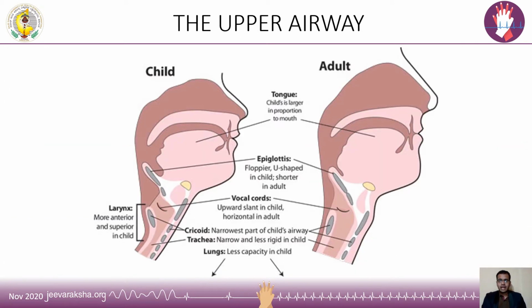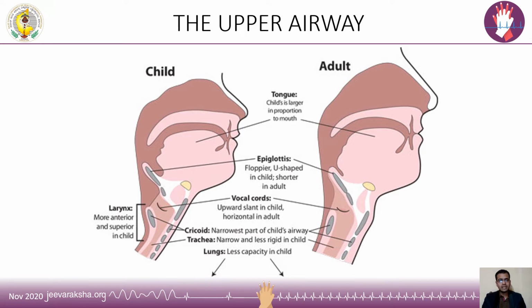Coming to the anatomical aspects with respect to the pediatric airway and the adult airway. In the pediatric airway, the thing you will have to know is the tongue is larger compared to the adult airway. So it occupies a majority, a larger portion of the area in the oral cavity. The epiglottis is floppier and U-shaped in a child, and it is shorter in adults. The vocal cords slant upward in a child and are horizontal in adults. In the pediatric airway, the narrowest portion is the cricoid.